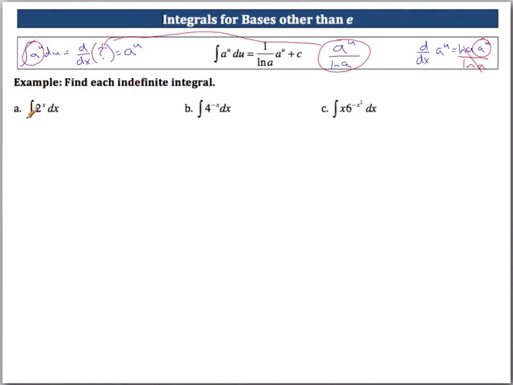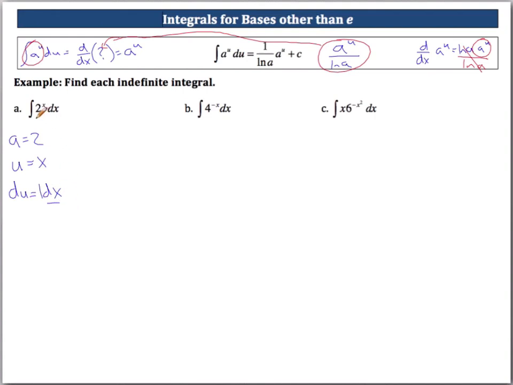Okay, at any rate, let's go ahead and try some of these examples. So here we have the integral of 2 to the x dx. We still want to find a, our base is 2, and we need to find our u, which is our exponent, which is just x, and now our du equals 1 dx. So it's important when you're integrating that we remember that dx there.